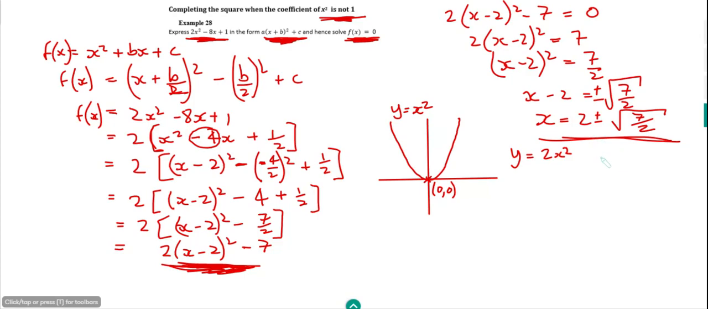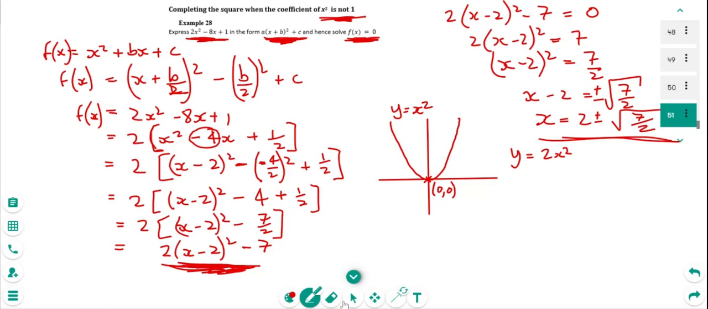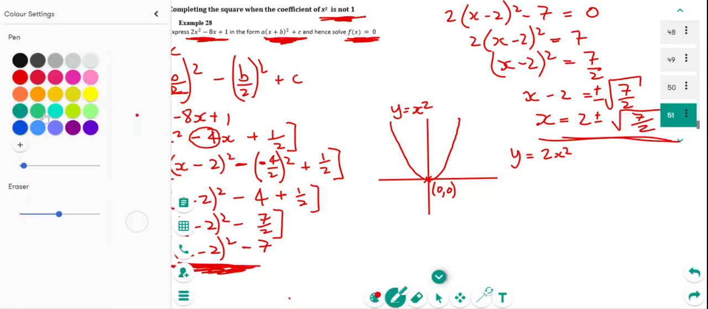So what that's going to look like is pretty much the same shape as this one, only if I do it in a different colour, it would look like this. It would actually be just stretched with a steeper value, steeper gradients. That would be y equals 2x squared. And then what we'd be doing is a translation on that graph.